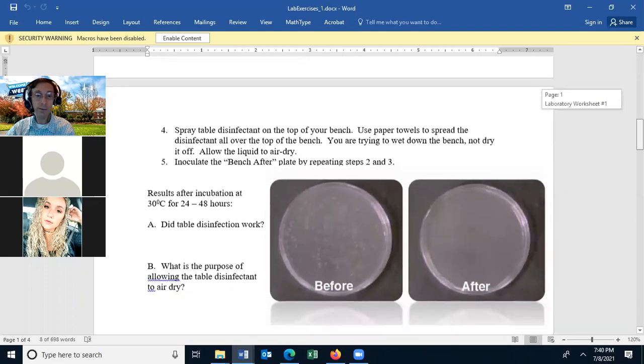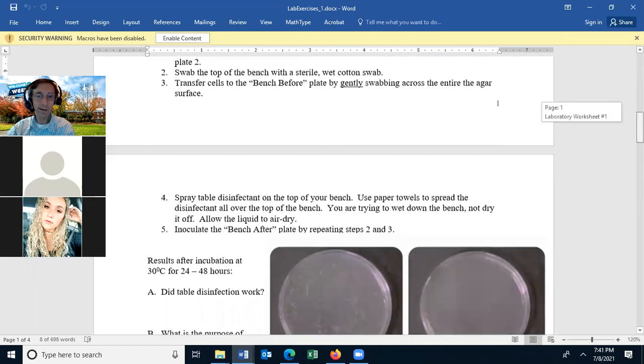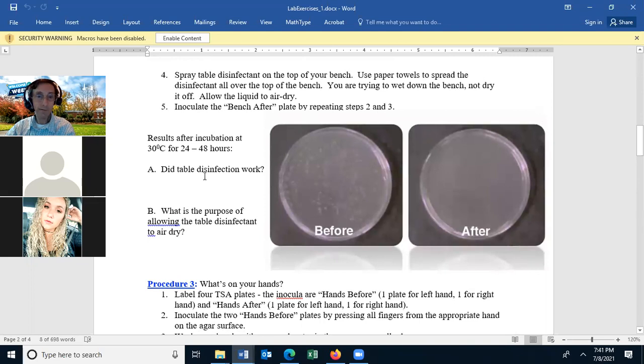Procedure 2, go ahead and read through it. What's on your arms when you put your arms on the bench? So I assume it's what is on the bench, and how effective table disinfection is. Answer this question. There's the before and the after. And then it asks you, what's the purpose of allowing the table disinfectant to air dry when you put it on the table and then spread it around? Okay?